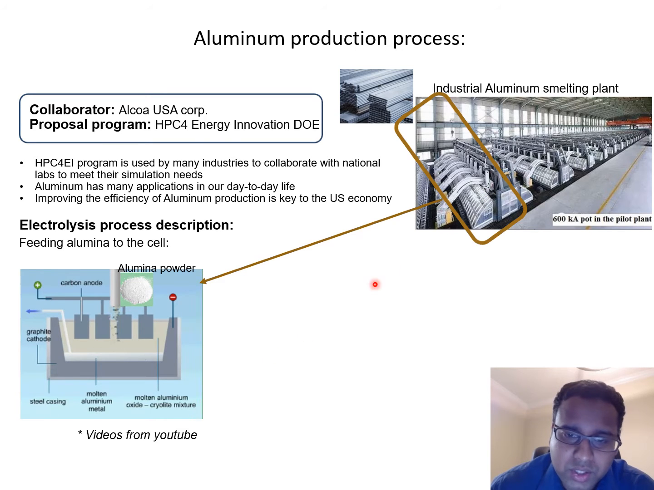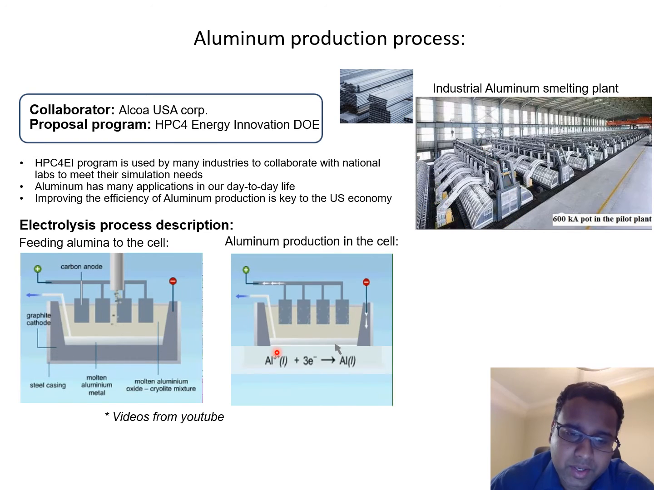If you see a cross section of this pot, this is how it looks. The alumina is fed into this pot using a feeder in the powder form. And this alumina dissolves into this electrolyte and ionizes and forms Al3+ and O2-. Electricity is continuously passed through this cell. As part of the cathode reaction, the Al3+ ions dissolved in this electrolyte accept 3 electrons and form aluminum. And this aluminum settles as a pool on the bottom, as you can see in this video.